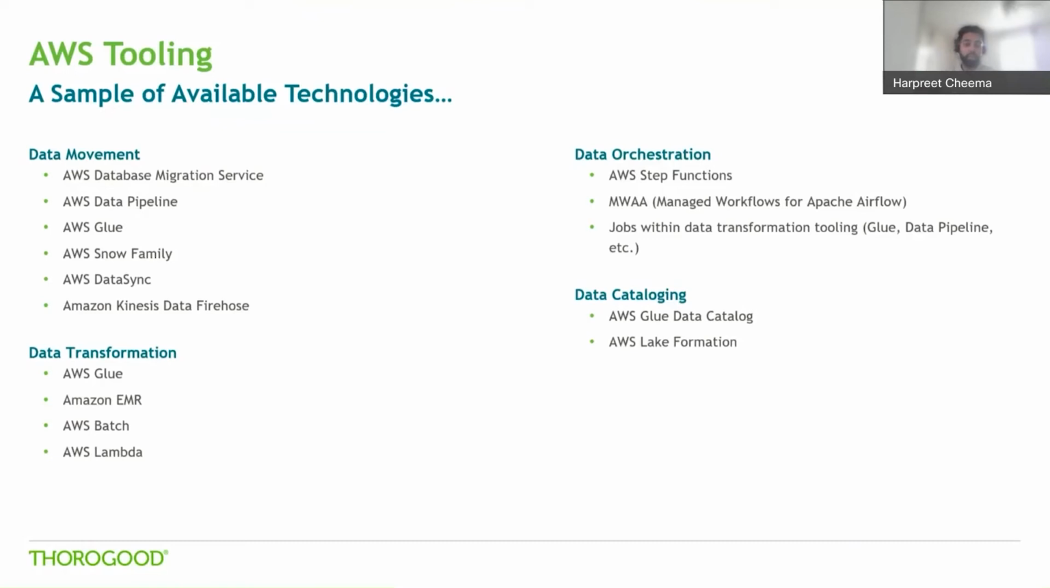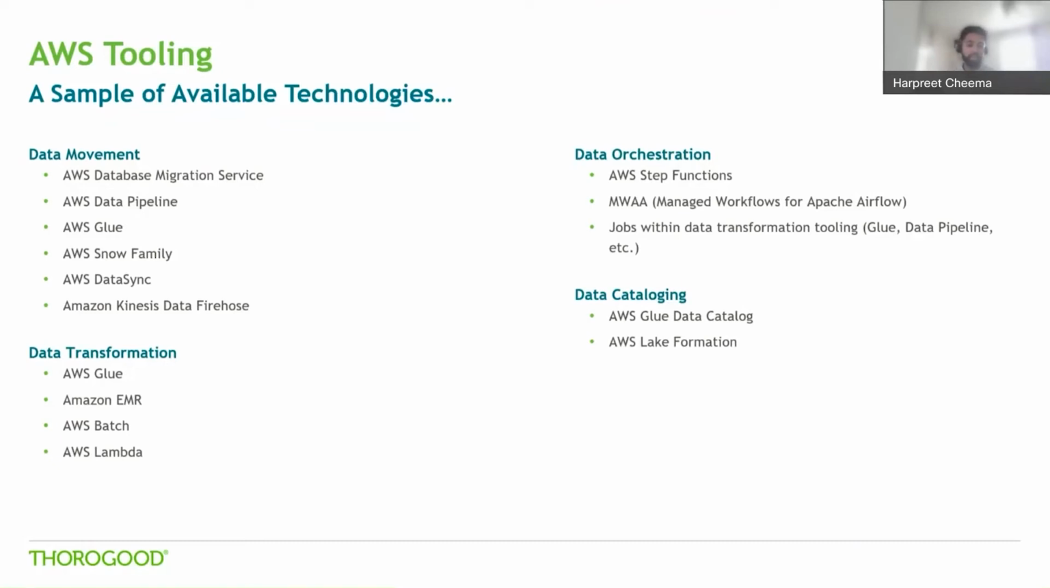There's AWS Glue. It's a serverless data integration service. We have the Snow family, which allows you to move from on-prem into the cloud. AWS DataSync, and then Amazon Kinesis Data Firehose, which allows you to capture, transform, and store streaming data.